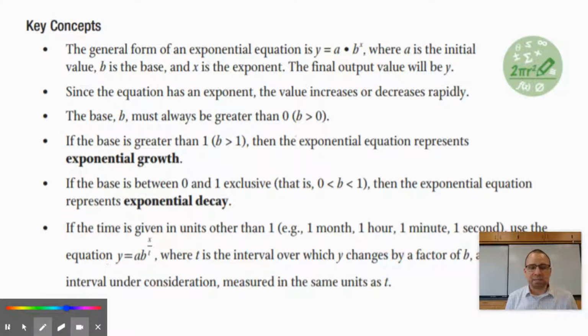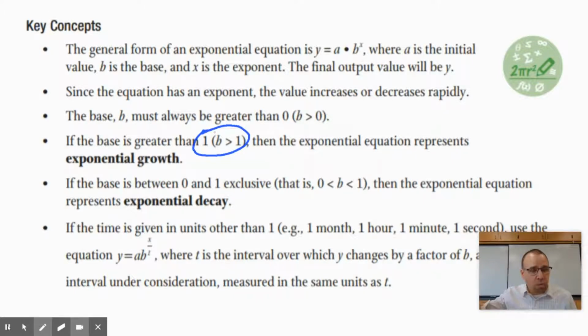B is the base. And if the base is 1, that's a starting point. If the base is 1, exactly 1, nothing's going to happen. This thing's not going to grow and it's not going to get any smaller. We call it exponential growth and exponential decay. Neither of those things will happen if B is equal to 1. The minute it goes above 1, it's exponential growth. The minute it goes below 1, like 0.99 or 0.98, it's going to be decay.